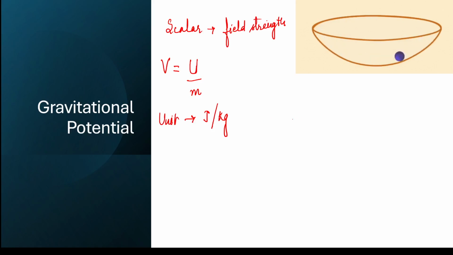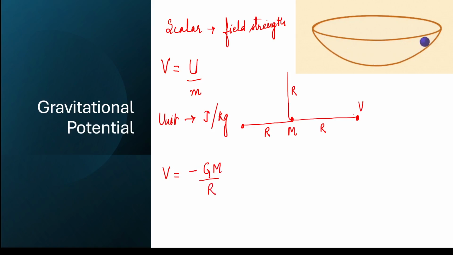Now, if I have a mass m and I want to find the potential at distance r from here, the value of potential would be the same all around, because it depends only on the distance. It does not depend on the mass of the test body. I'm going to give you the formula right away, and then explain why this negative sign. So it is minus GM over r. No direction, because it's a scalar. So everywhere around this mass M, potential is the same.